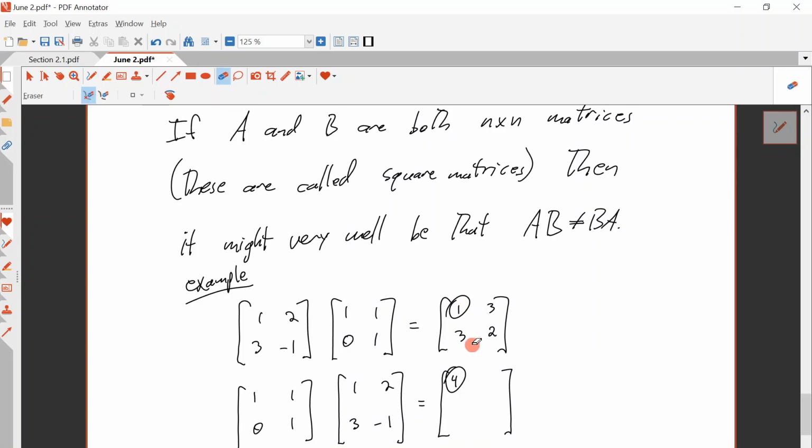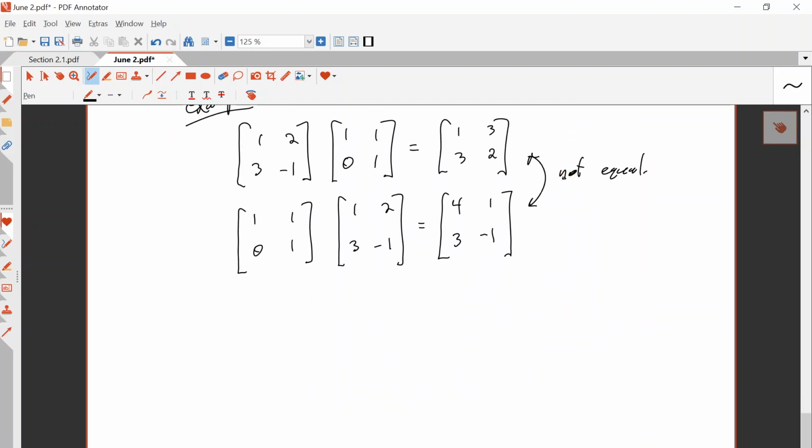Okay, you can multiply out the whole thing if you like, but we already know that they're going to be different. First row, second column, 2 minus 1 is 1. Second row, first column, 3. And second row, second column, minus 1. Right? Not the same. Not that they can't be equal, they certainly can be.